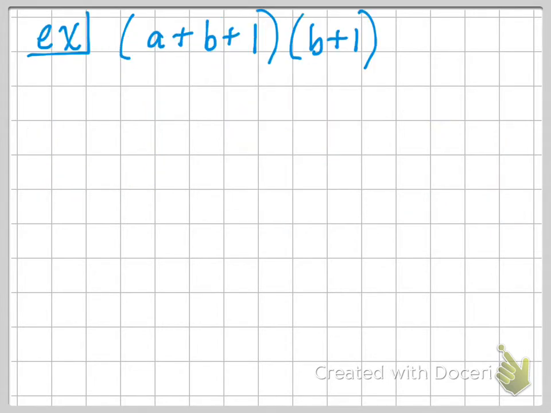So the next example is (A plus B plus 1) times (B plus 1). So again, I have a length and a width here, so I'm going to represent it with a rectangle. And along one side, I'm going to put my A plus B plus 1, along the top. Because there are three terms here, the A, the B, and the 1, I'm going to divide this into 3 columns.